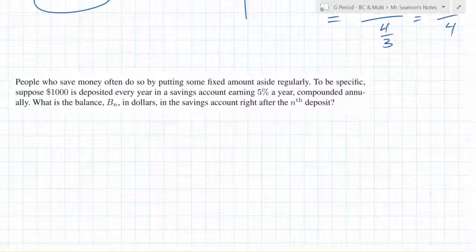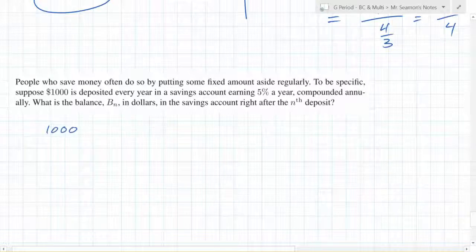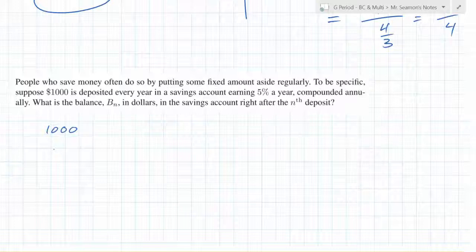If I put $1,000 in, and then I put another $1,000 in, and then another $1,000 in, it's not just 1,000 plus 1,000 plus 1,000. What are you earning every time you put money in over a certain amount of time? You're earning interest on that money, exactly. So you can write this out as a geometric sum, and then add it all together and find out how much money you have after the nth deposit. Does that kind of make sense?